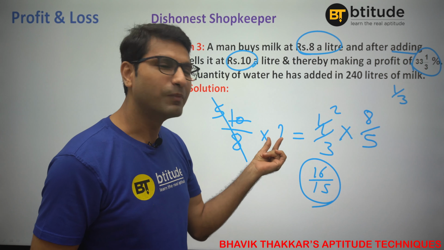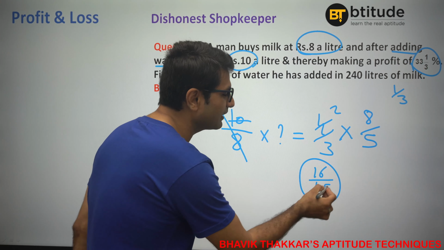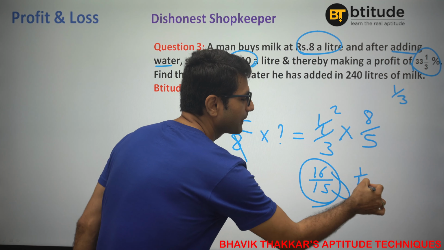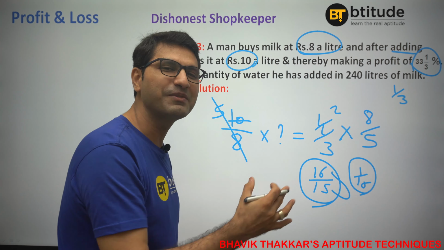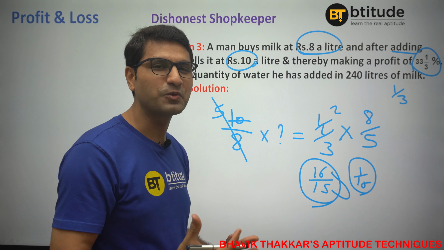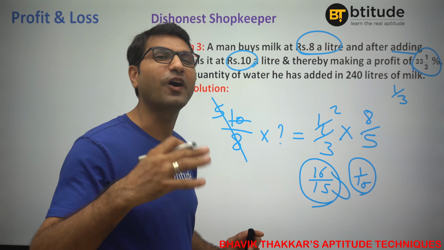This was a multiplying factor for adding water. So if you are multiplying something with 16 by 15, that means it is increasing by 1 by 15, right? So that means you are adding 1 by 15 of water. This is what you should be able to understand. The method is pretty easy, but it's all about implication, your understanding.